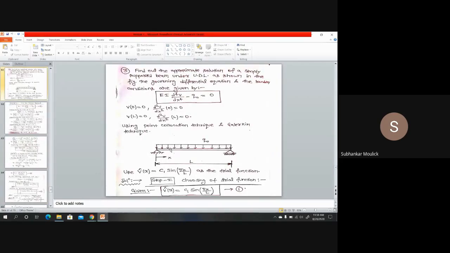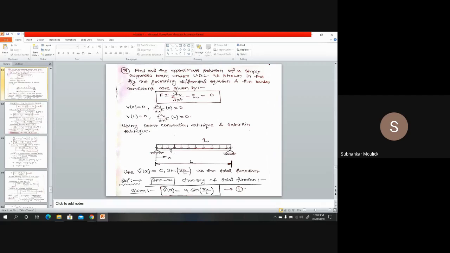What is the problem? The problem is find out the approximate solution of a simply supported beam under UDL. You can see the diagram. I am having one simply supported beam, and that simply supported beam is subjected to a UDL of intensity Q0. As shown in the figure, the governing differential equation and the boundary condition for this problem are E into I d to the power 4 V, because here V is the unknown parameter. That means in this problem V is your deflection.